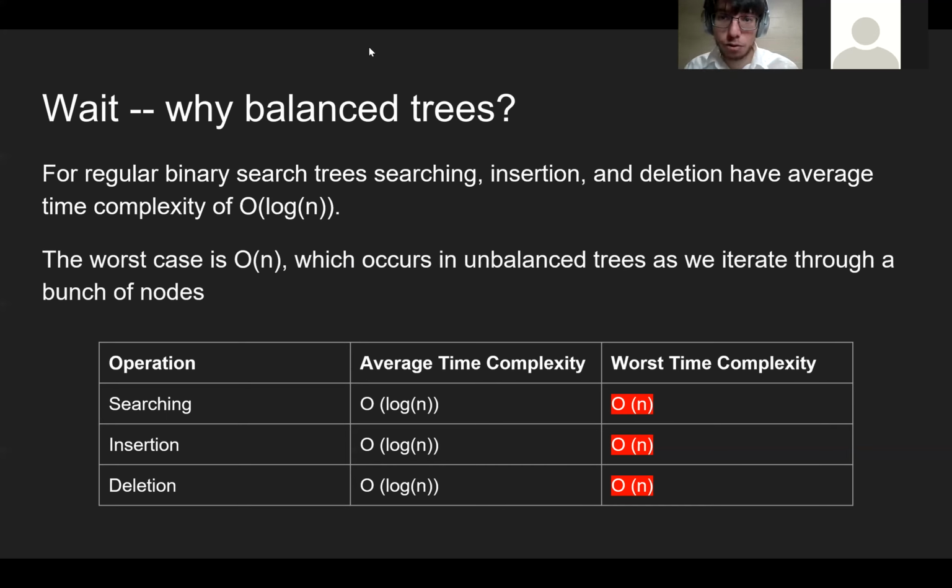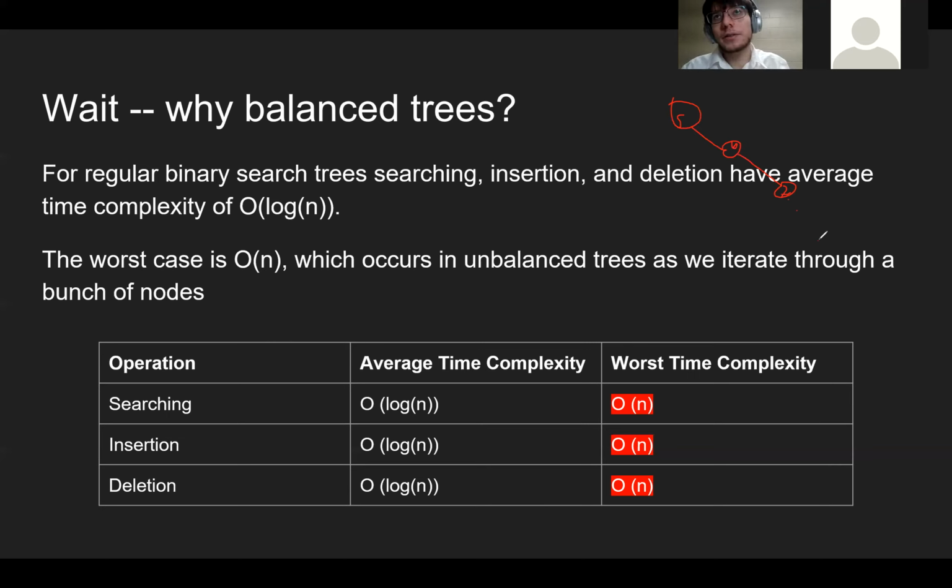balanced. For example, we can have a valid binary search tree, let's give it numbers. Maybe we have 5, 6, 7, and so on, and then 8, 9, and so on. Notice this is a valid binary search tree. The problem is it's unbalanced.